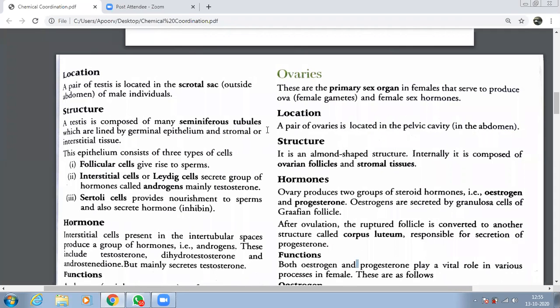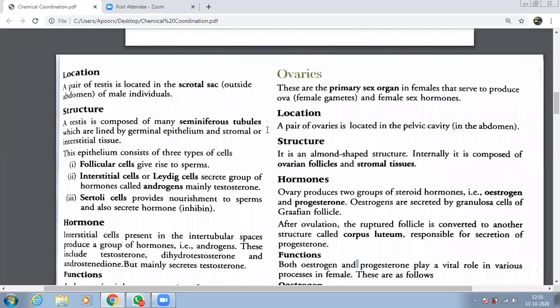Once I explain the entire thing, we'll discuss the similarities and the differences after that. So let's talk about location. They're located in the abdomen. In the abdomen. Be very careful. I'm stressing on this word, in the abdomen. This will be useful when you find the differences.